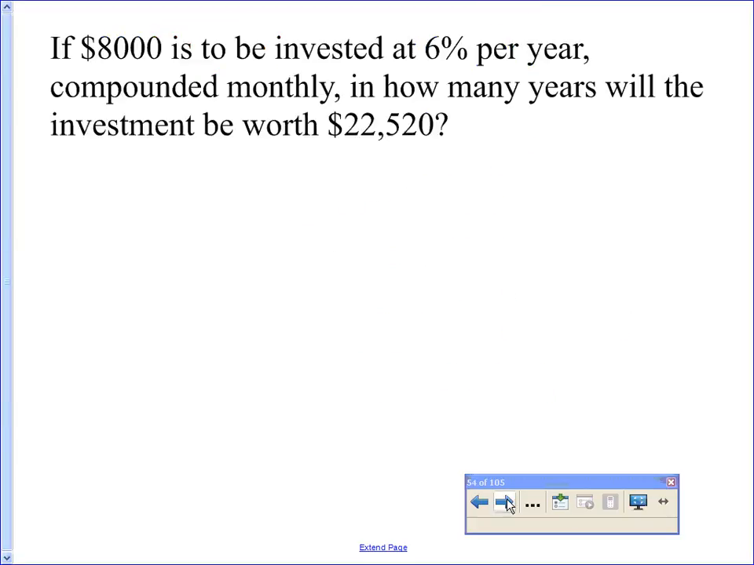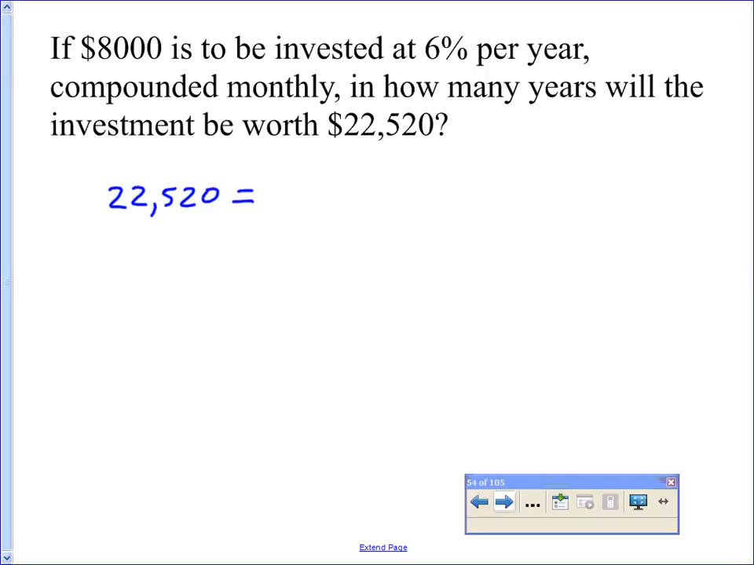All right. Next, we're going to go back to the word problems that we've seen earlier in the chapter that we only solved graphically, but now we're going to try to solve those algebraically. So in this one, you've got $8,000 and it's invested at 6% per year. It's compounded monthly, and we want to know in how many years it will take the investment to be worth $22,520.